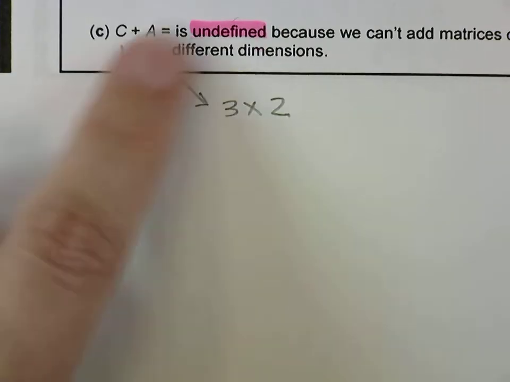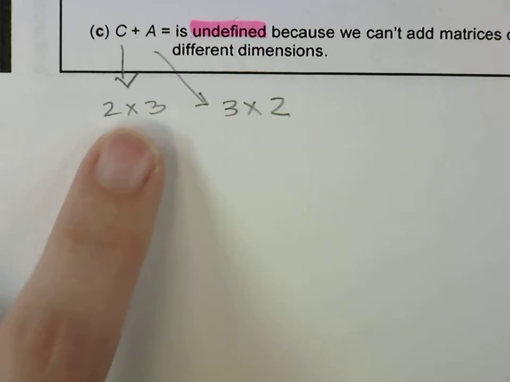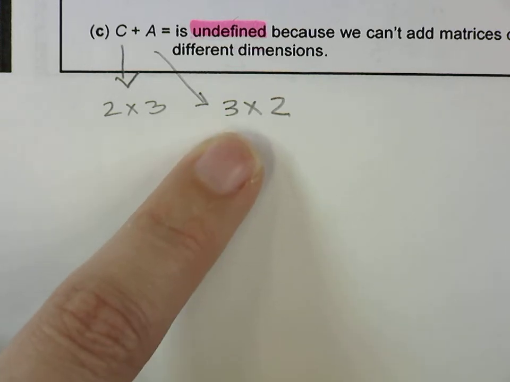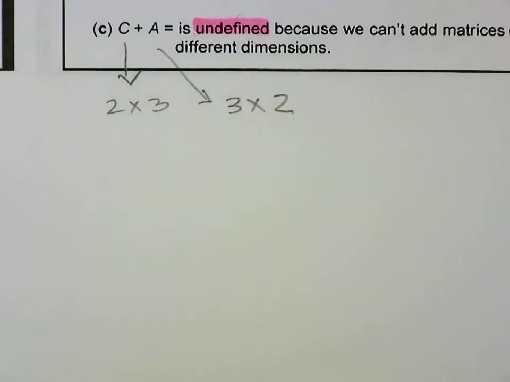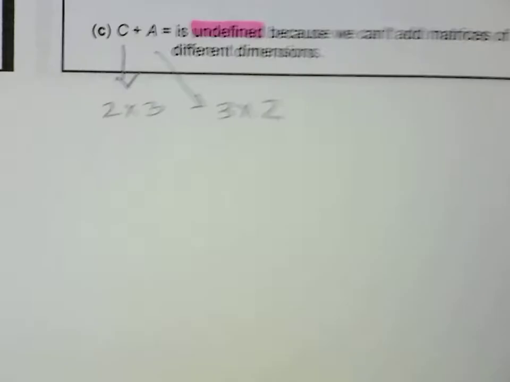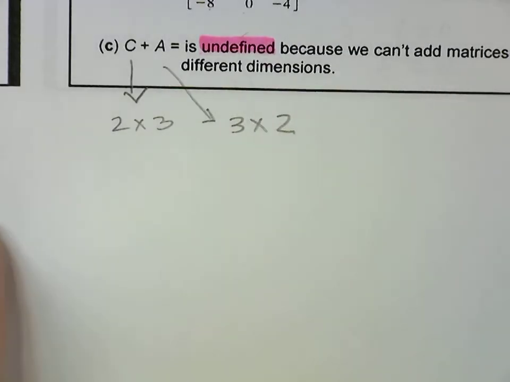The next one is asking us to add C and A. Matrix C is a 2 by 3, and matrix A is a 3 by 2. So this is going to be undefined because we can't add matrices if they have different dimensions. These do not have the same number of rows and columns. All right, you guys ready for the next one?